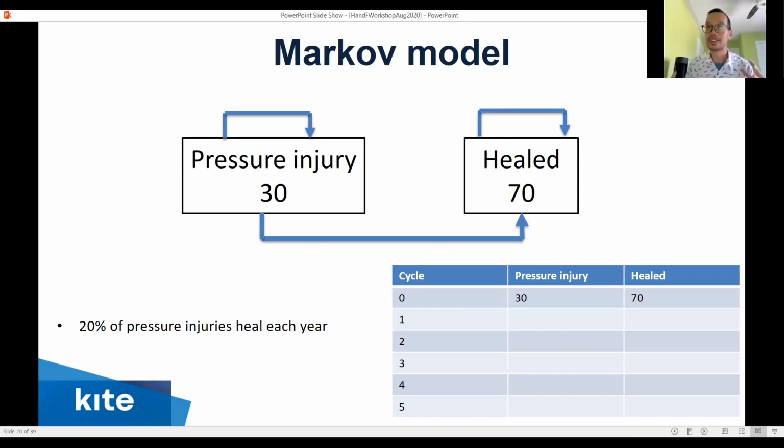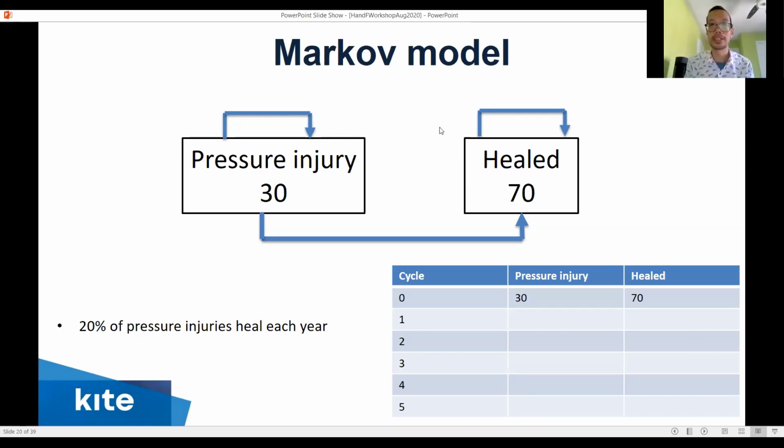So it only has 2 health states that a person can fall under. They can either have a pressure injury or they are healed. And we are going to follow a hypothetical population of 100 people over a 5-year time frame and see what proportion of these individuals will be healed or continue to have pressure injuries over time. Keeping in mind that 20% of pressure injuries will be healed per year.